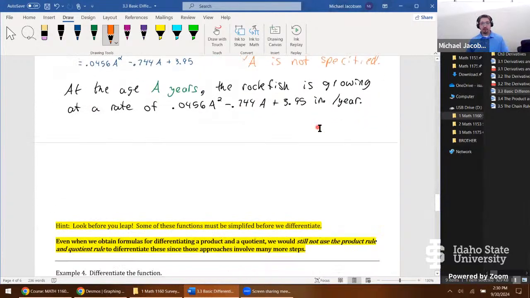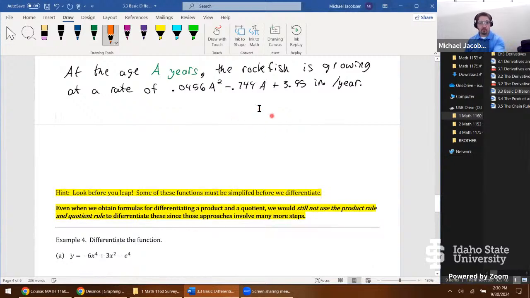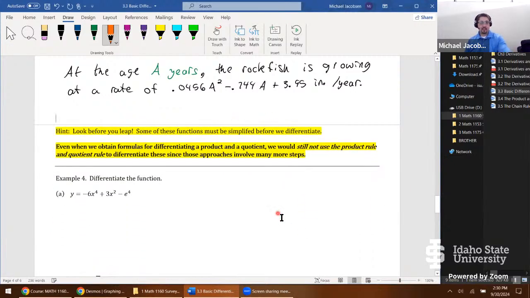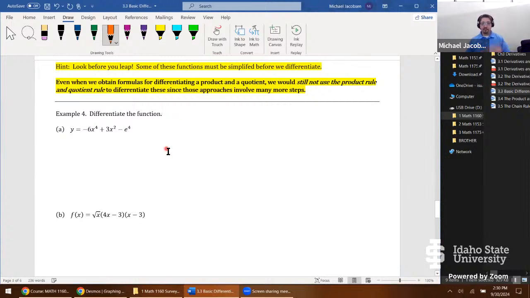The major things you're going to be doing in the homework are really going to look a little bit more like this. You're just going to be given different functions, and you'll be told to differentiate them. So I put down some hints on these. Look before you leap, because some of these functions you can't actually differentiate right at the start. For example, this one is just fine. It's in an expanded form, so you can use the sum rule, the difference rule to break apart the additions and subtractions. But this one has a problem.